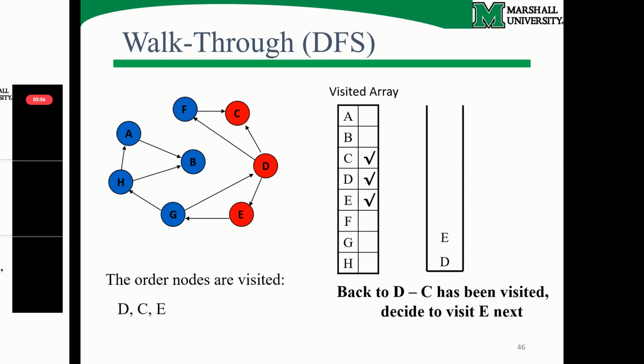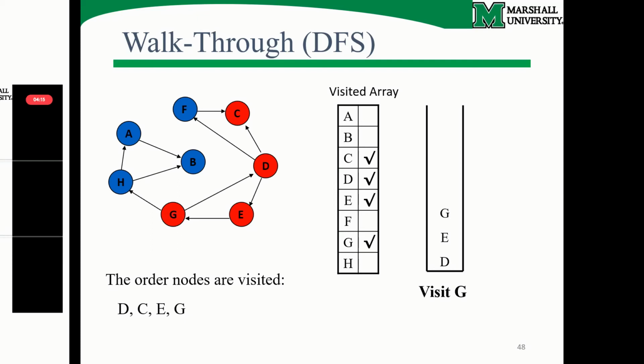From E, we try to find all the adjacent nodes of E that are not visited and push them to the stack. The only adjacent node of E is G, so we will push G into the stack. From G, we can reach two nodes, D and H, because these are the two nodes that are adjacent to G. We will not go to the D because we already visited D.